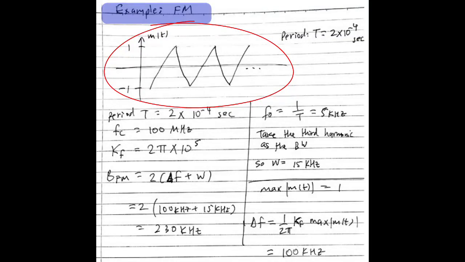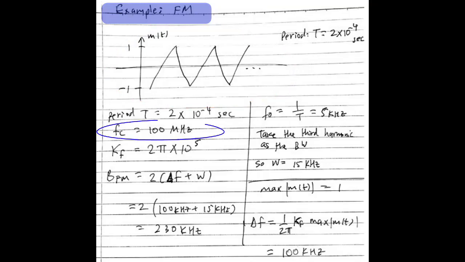The question is, what is the bandwidth of an FM signal that is generated by this triangular pulse train message signal? Suppose that the carrier frequency Fc is 100 megahertz, and the frequency deviation constant Kf is as given here.